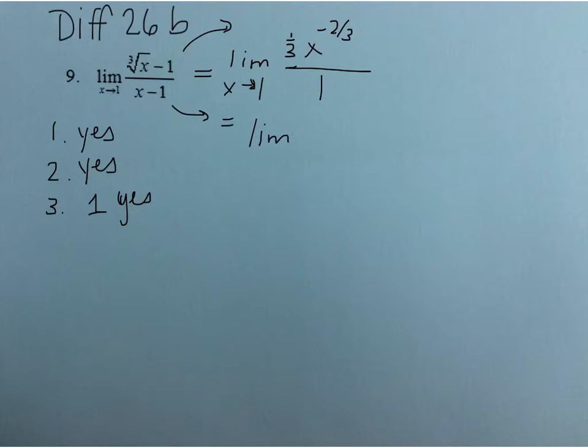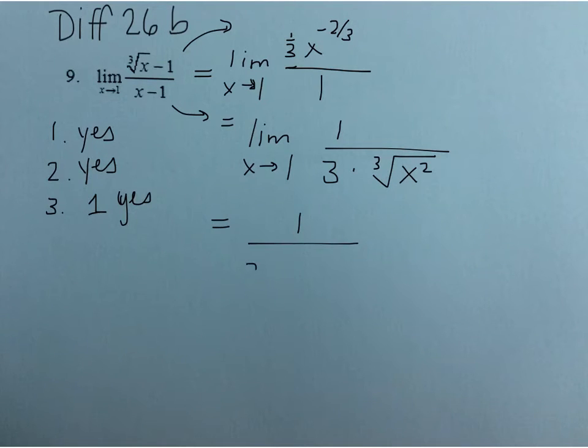So that means I can clean it up a little bit, 1 over 3 times the cube root of x squared. And now I'm going to plug in the 1. So 1 over 3 times the cube root of 1 squared is just 1/3. So I've found my limit by using L'Hopital's rule after confirming that all 3 apply. And certainly you could check that graphically.